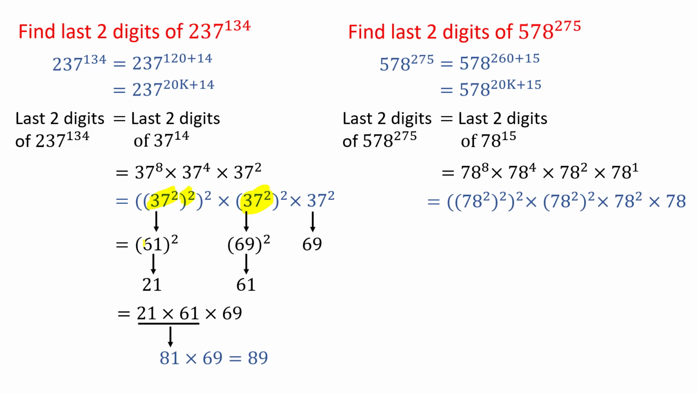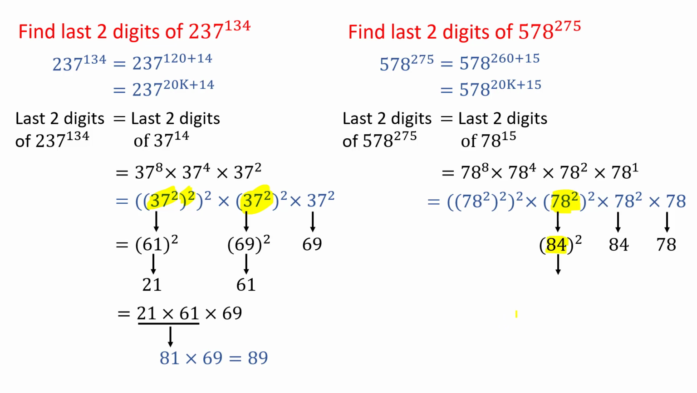Okay everyone, now over here 78 is 78. 78 square ends with what? The last two digits of 78 square are the same as the last two digits of 22 square, since the difference with 100 is 22. 22 square is 484, so the last two digits are 84. So 78 square ends with 84, and we can replace 78 square with 84. Now 84 square ends with what? 16 square, that is equal to how much? 256, that is equal to 56.